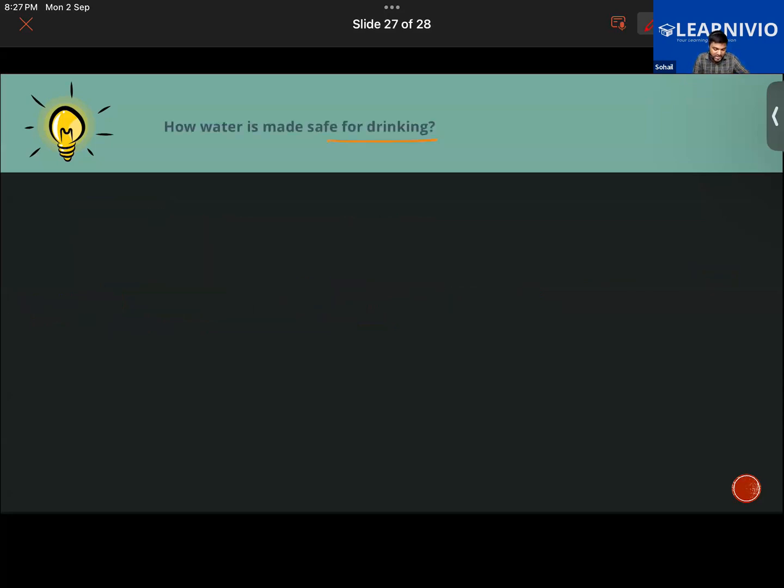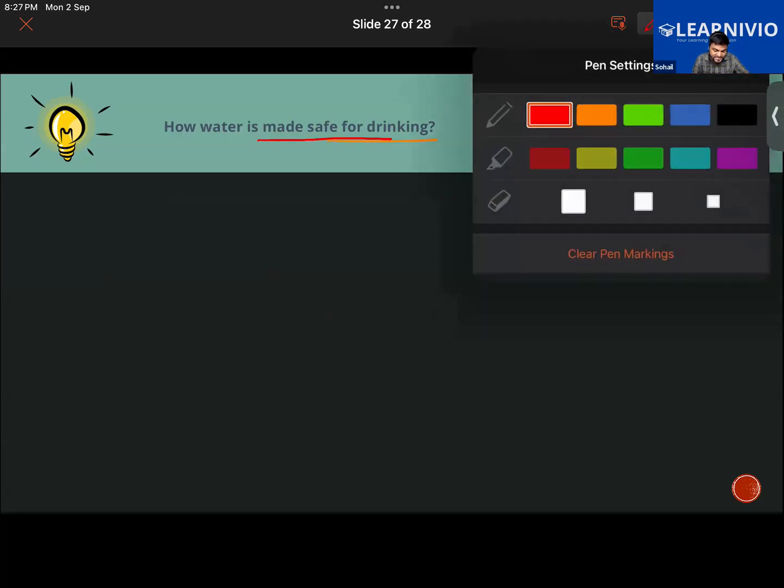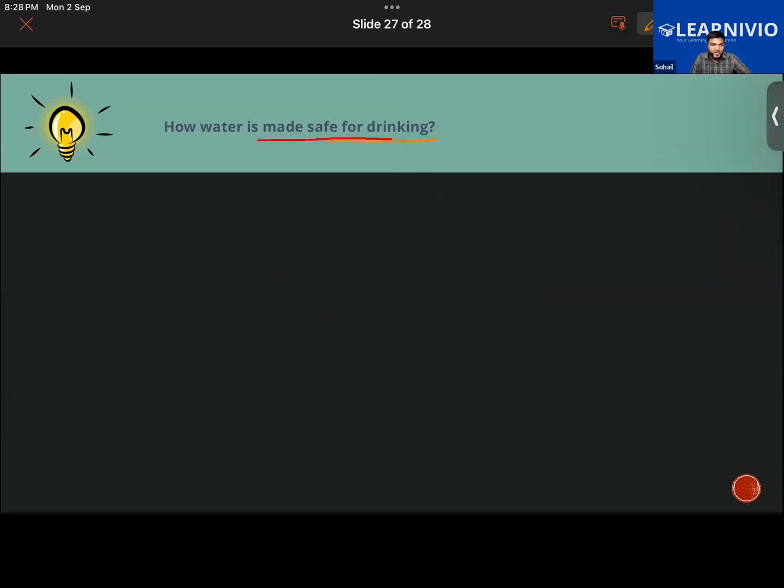Then the question is, how is water made safe for drinking? There are various methods by which water can be made safe for drinking. One way is filtration, another is boiling the water, or the process of chlorination. So filtration, what will it do? Filtration will only remove the visible impurities from the water. It's a physical method of removing impurities from water.